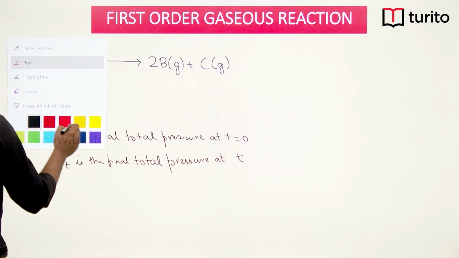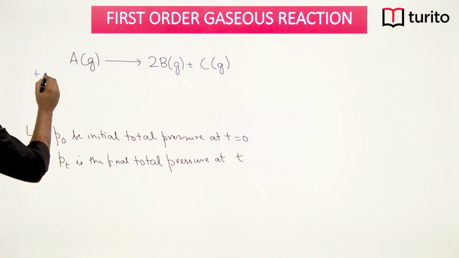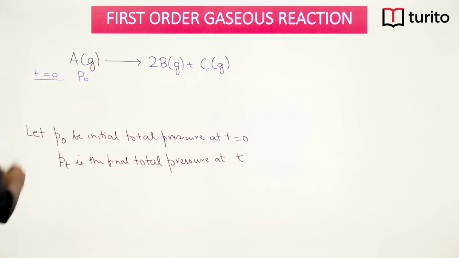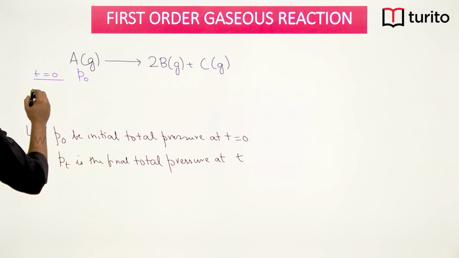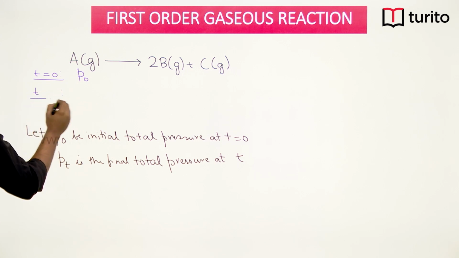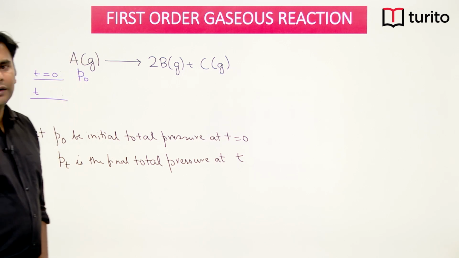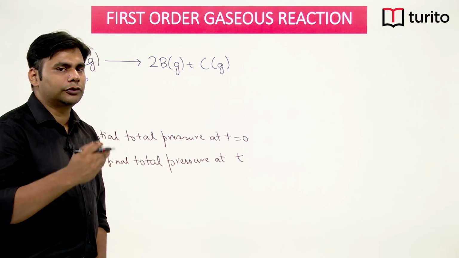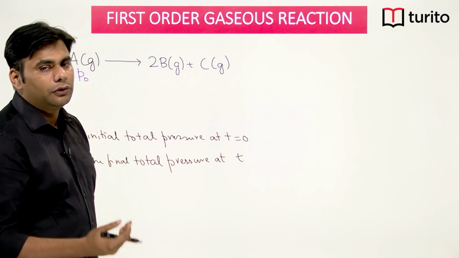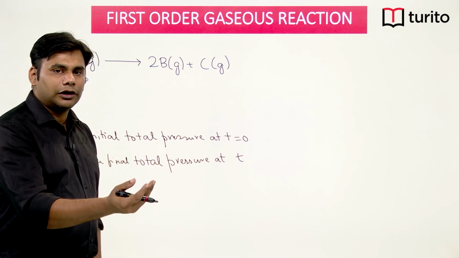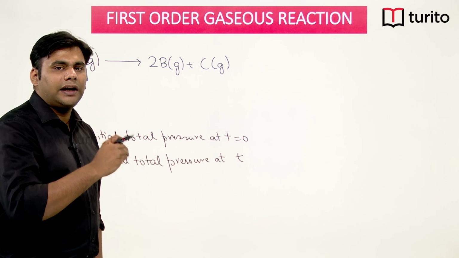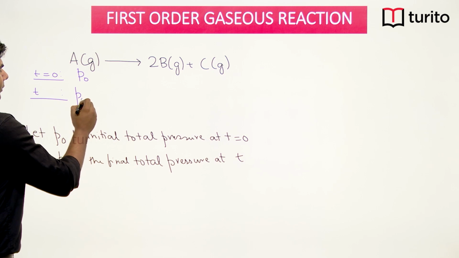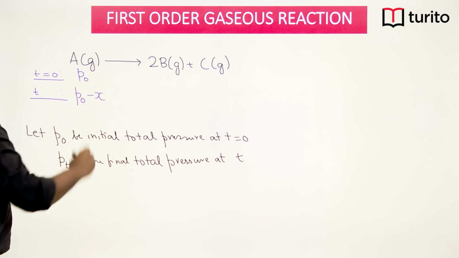So we have been given at t equals 0, this is P naught. Now suppose after time t some amount of it has reacted. Because some amount has reacted, its moles would be decreasing, so its pressure would also decrease, because moles are directly proportional to pressure. Suppose that the decrease in moles is reflected by an x decrease in pressure. So it will be P naught minus x.